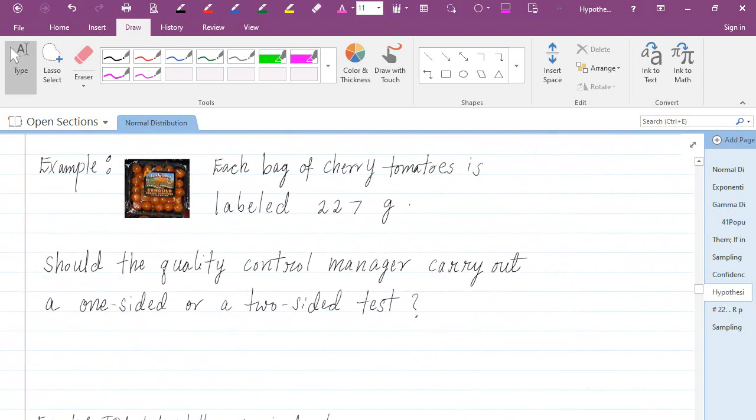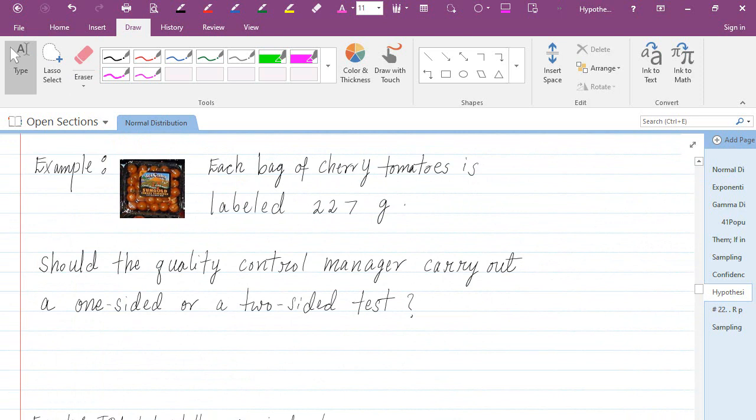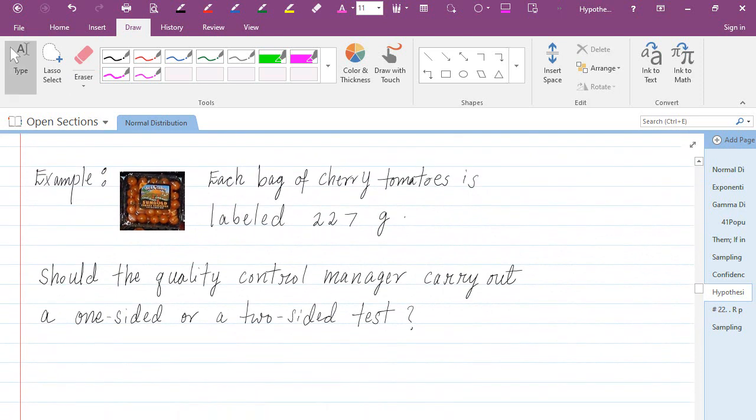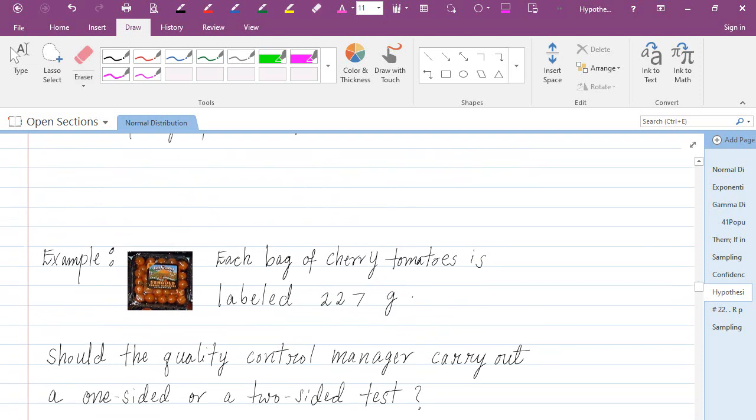Going back to the example with tomato bags, like I said, the alternative hypothesis will depend on who is doing the test. As a consumer advocacy group, maybe they would be worried that the actual mean weight of these bags is less than the claimed mean weight. In that case, the alternative hypothesis would be that the mean weight is less than 227 grams.